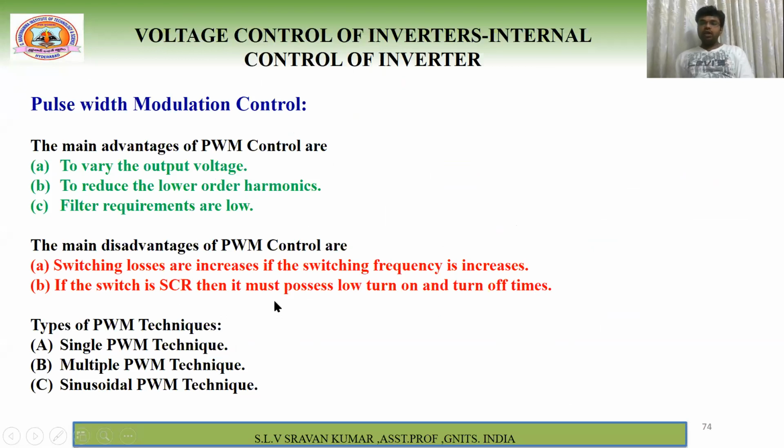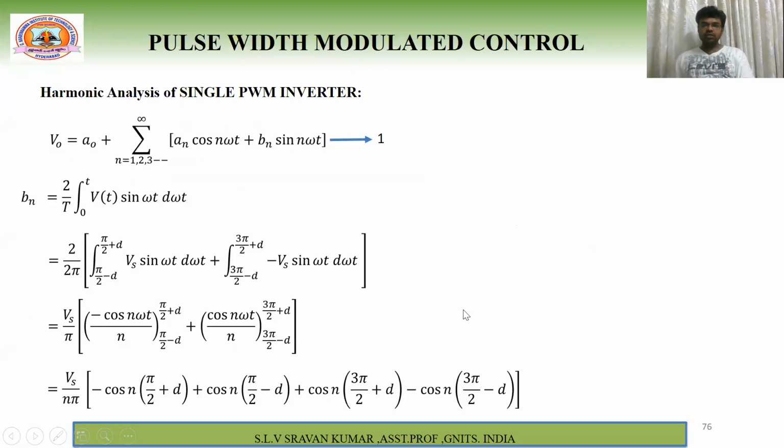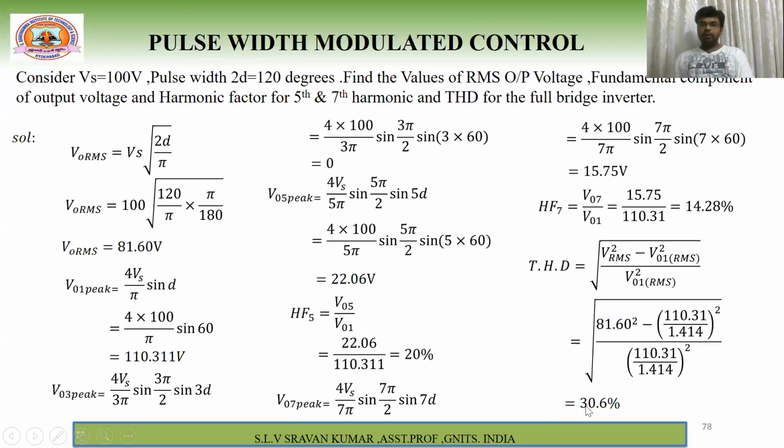Actually, for the full bridge inverter, the THD is 48 point something. Now the THD in this class is around 30 points. So once these harmonics are reduced or the lower harmonics go to 0, the filter requirements are going to be reduced. So in the next class, we will go for the multiple pulse width modulation, later sinusoidal pulse width modulation. Thank you.